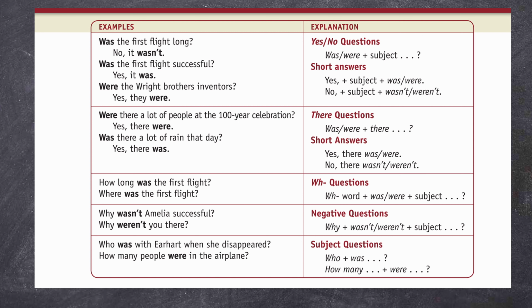Was the first flight long? No, it wasn't. Was the first flight successful? Yes, it was. Were the Wright brothers inventors? Yes, they were. Were there a lot of people at the 100-year celebration? Yes, there were. Was there a lot of rain that day? Yes, there was. How long was the first flight? Where was the first flight? Why wasn't Amelia successful? Why weren't you there? Who was with your heart when she disappeared? How many people were in the airplane?